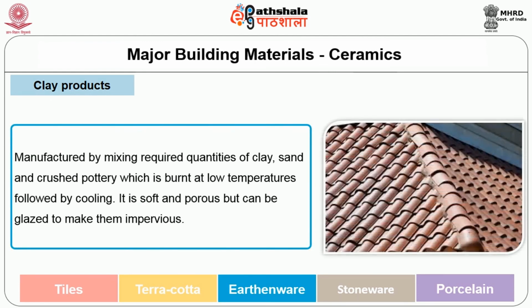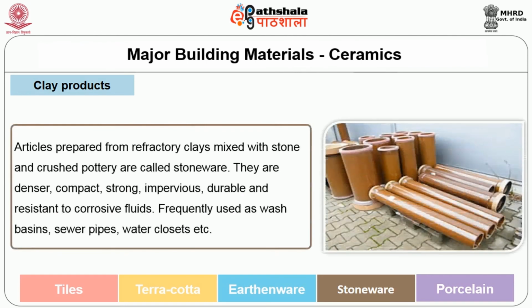Earthenware. It is manufactured by mixing required quantities of clay, sand and crushed pottery, which is burned at low temperatures followed by cooling. It is soft and porous but can be glazed to make it impervious. Stoneware. Articles prepared from refractory clays mixed with stone and crushed pottery are called stoneware. They are denser, compact, strong, impervious, durable and resistant to corrosive fluids.